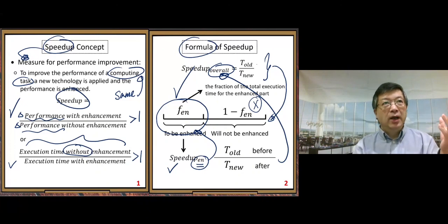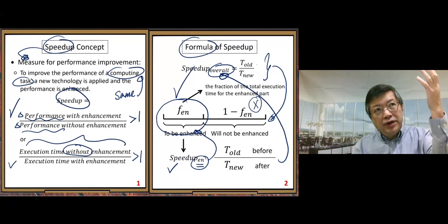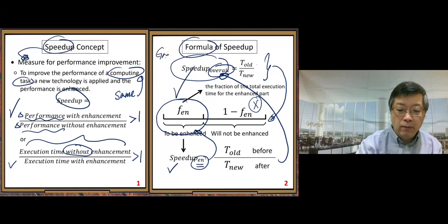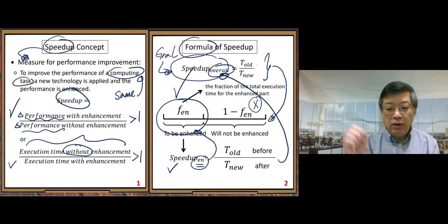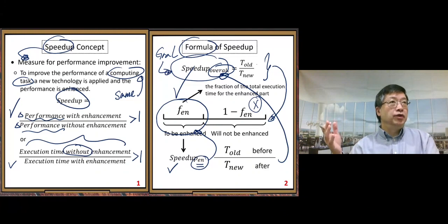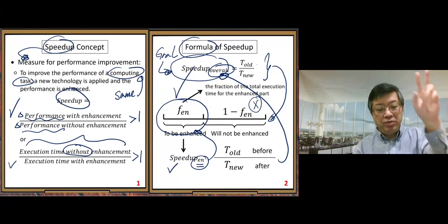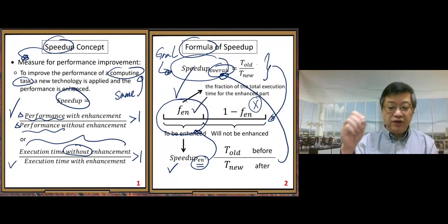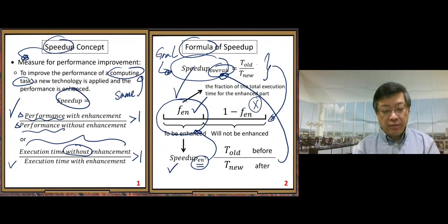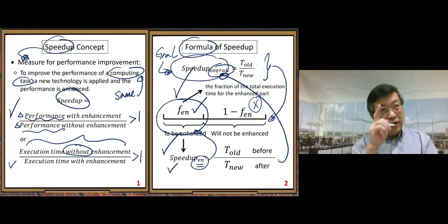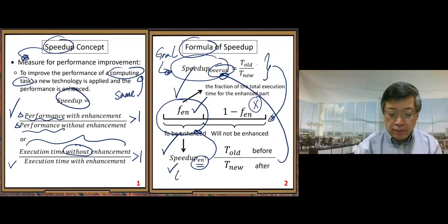What are the knowns? What is the unknown? The unknown is speed up overall. So that's our goal: find the speed up overall. What is known? You need to have some known information. Two numbers we need in order to determine the overall speed up. First, Fen, the fraction of the enhanced part. Second, speed up En. I also call it a local speed up.